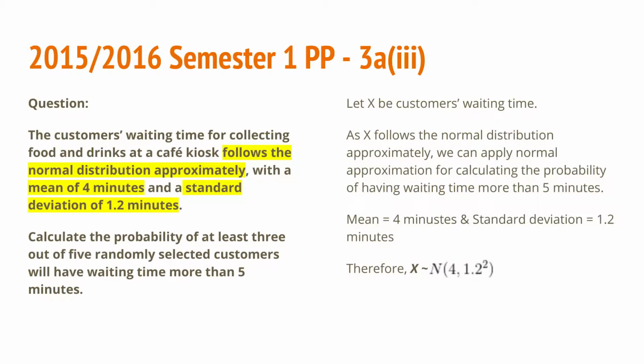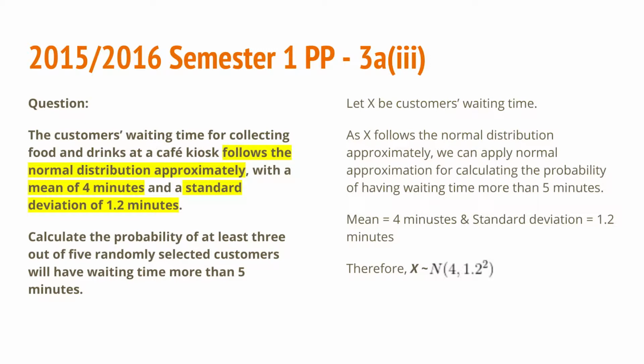I'll be presenting a question out of the 15-16 Semester 1 paper, question 3A3. For this question, we need to find the probability that at least 3 out of 5 selected customers will have a waiting time of more than 5 minutes waiting for their food. So for this first step, we'll let X be customers' waiting time in minutes.